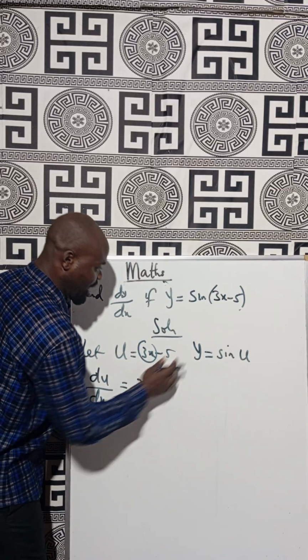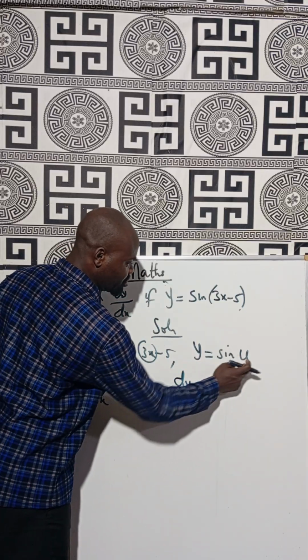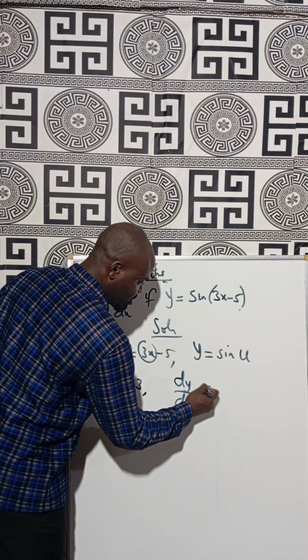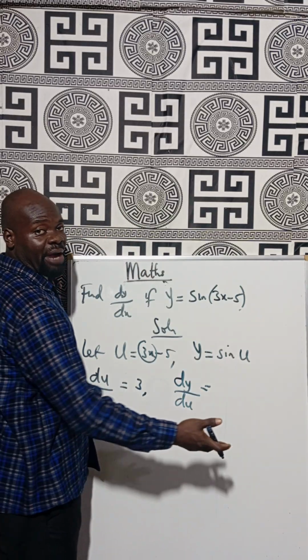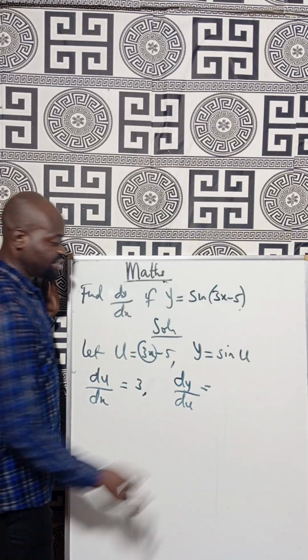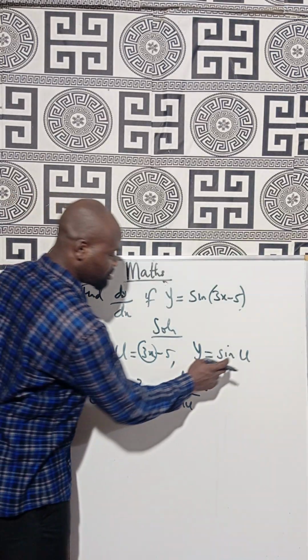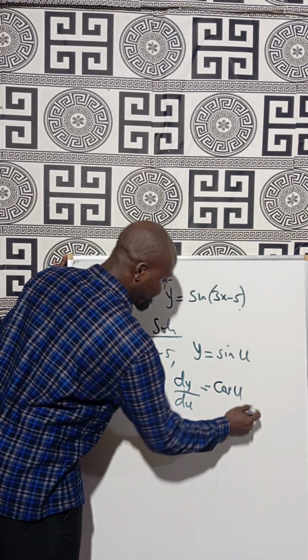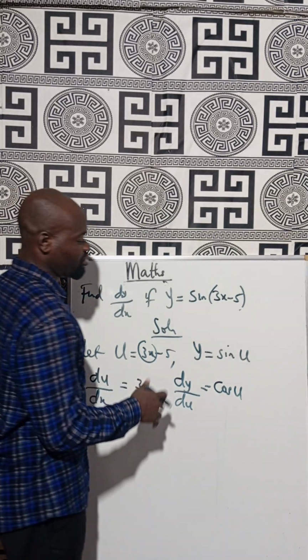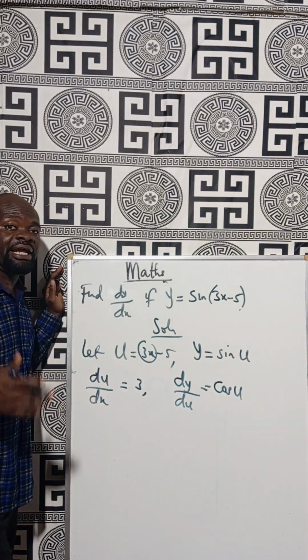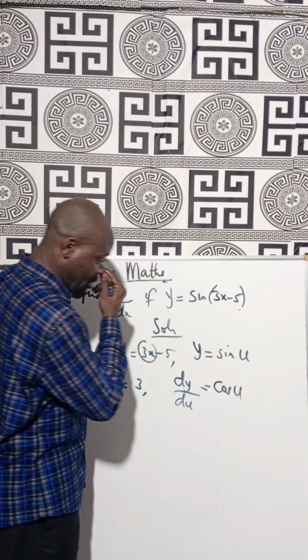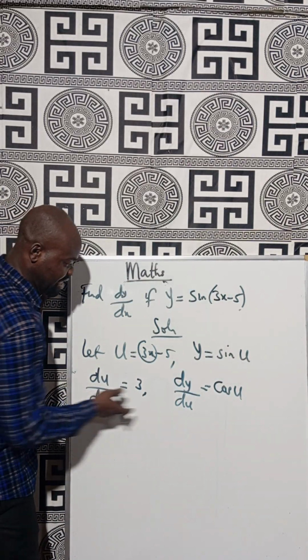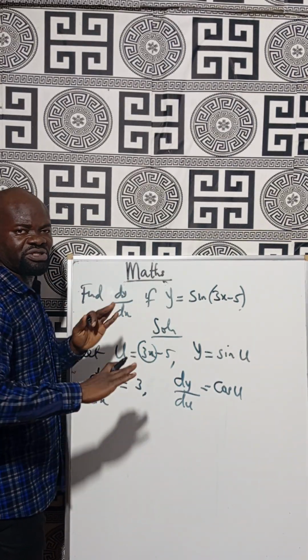Now, what about dy du? Dy du is what? So sine u, just check the table I just gave you. Whenever you see sine, it changes to cos. So sine u changes to cos u. There is no particular formula for that. Just know the standard derivative to get your answer. So once you have gotten this and this, just apply your chain rule straight up.